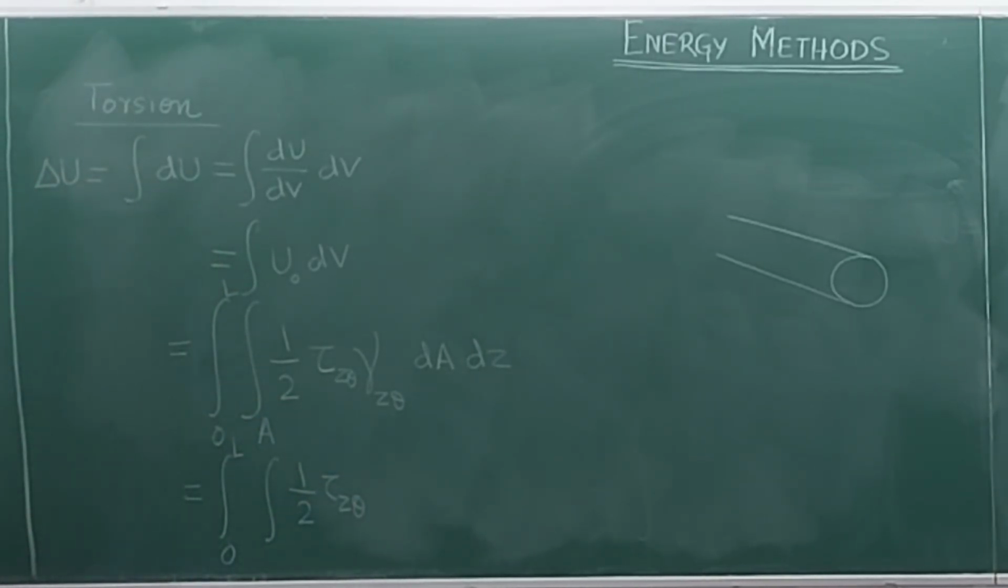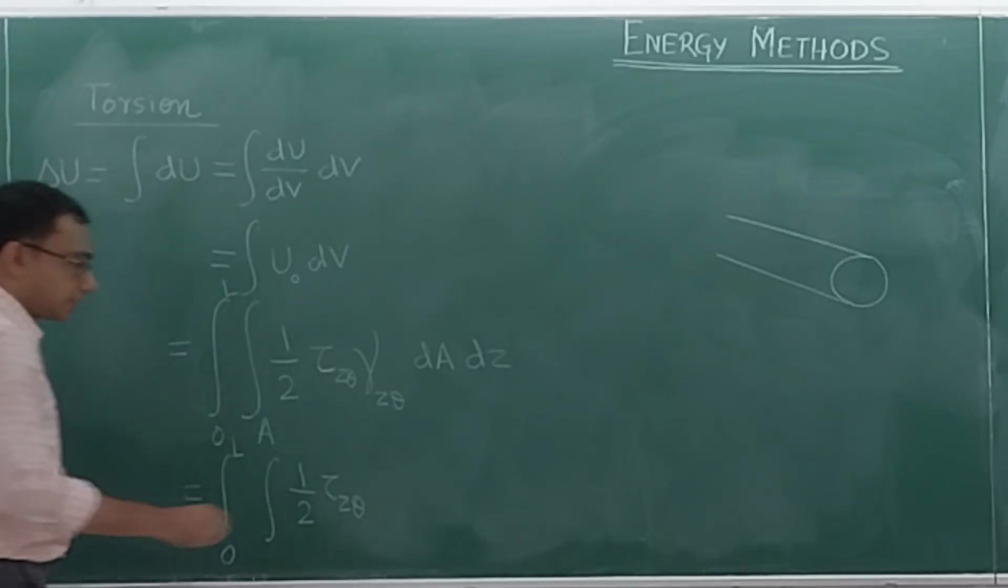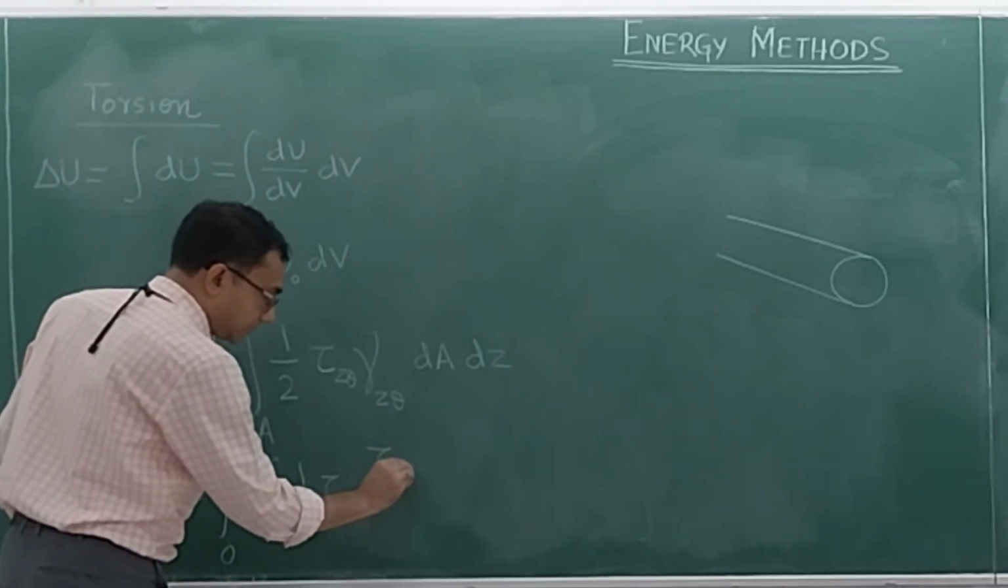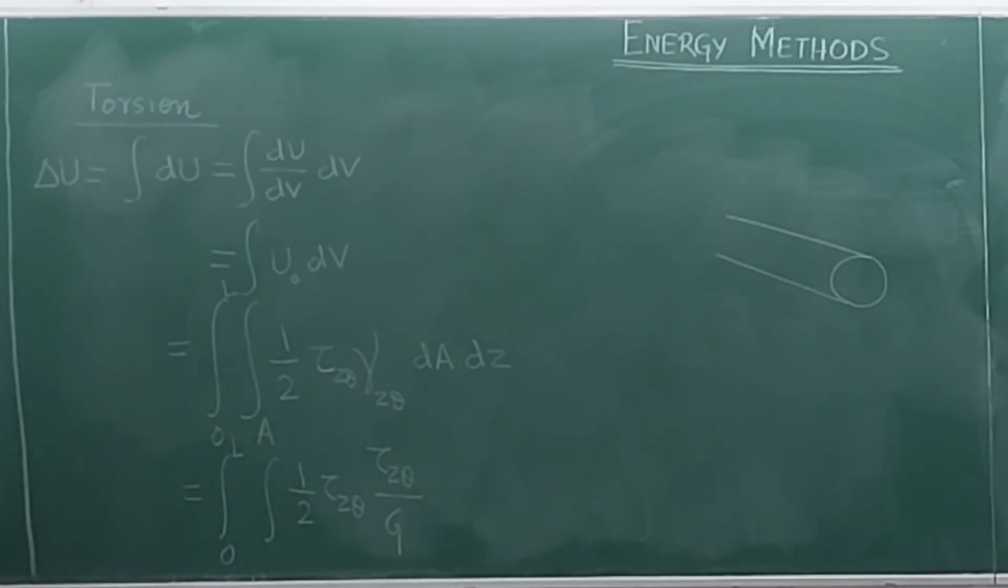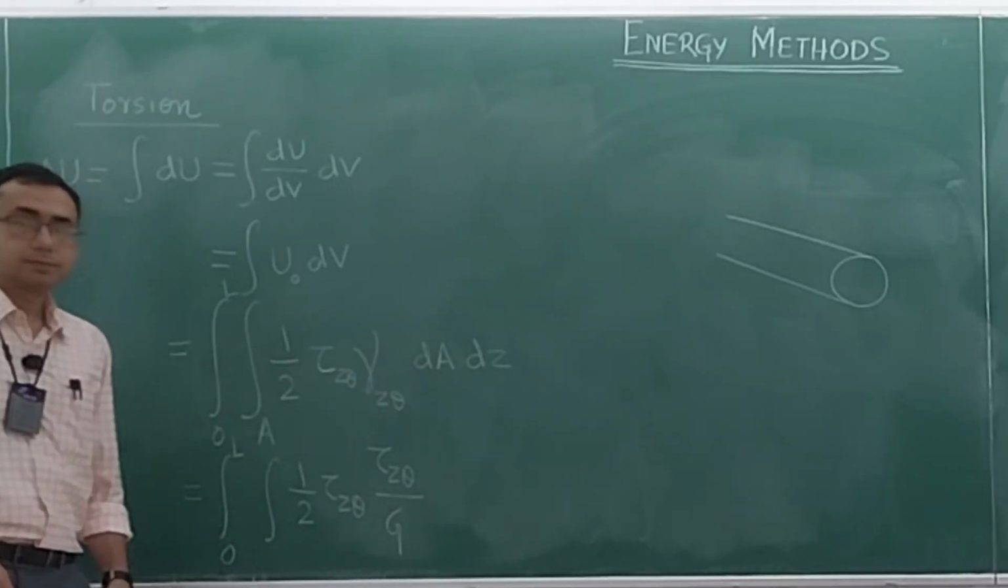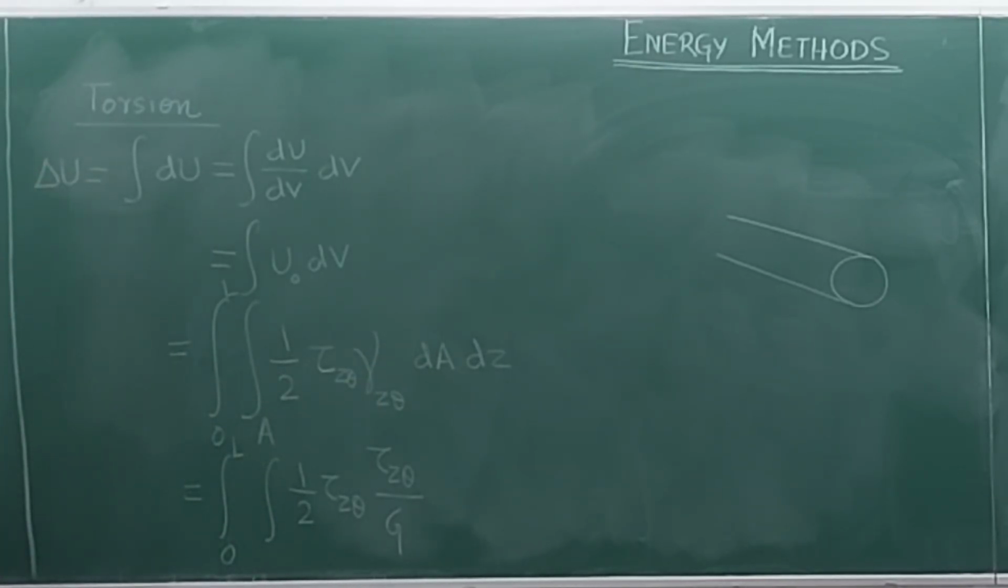The gamma z theta, how can I write in terms of the tau? Earlier I wrote the epsilon xx as sigma xx by E. How can I write the gamma z theta? Tau z theta by the shear modulus. G is the shear modulus. This dA, I will borrow from your knowledge of +2. How did we do it?